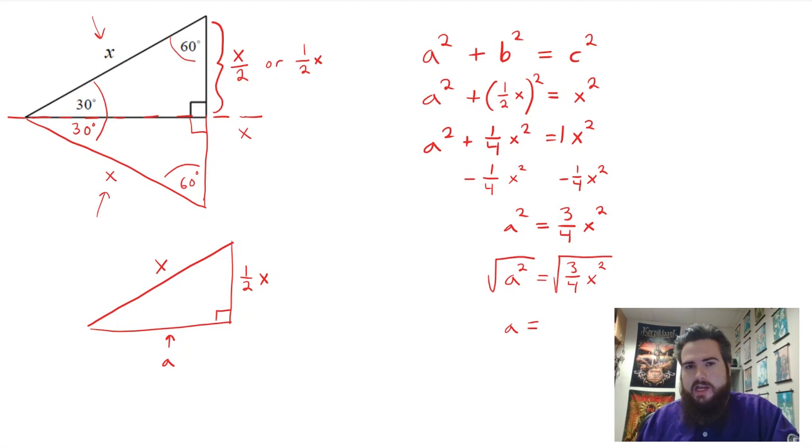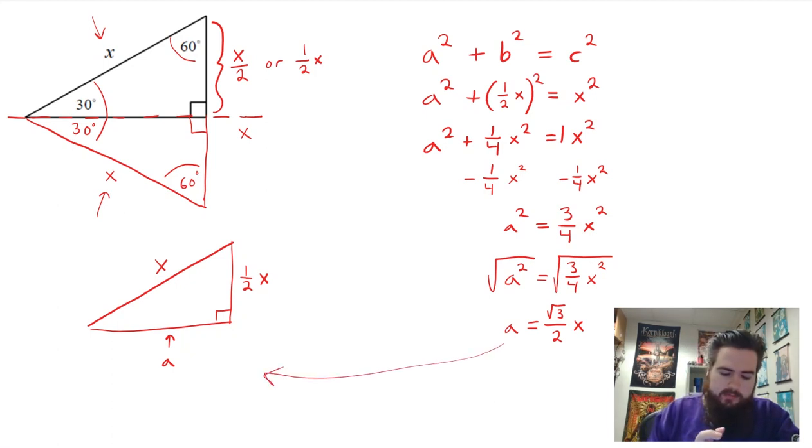And for the right side, I can do the square root of 3, just leave it as it is. The square root of 4 is 2, and the square root of x squared is x. So I now have my third side length as square root of 3 over 2 times x.